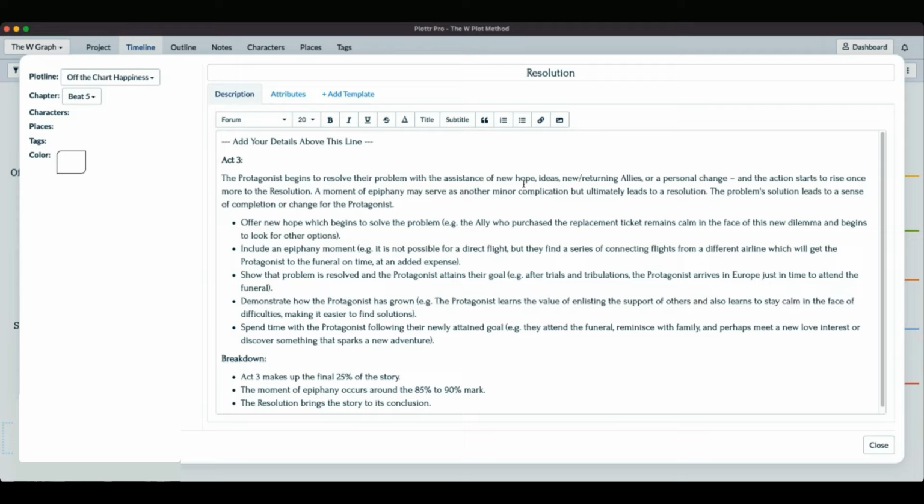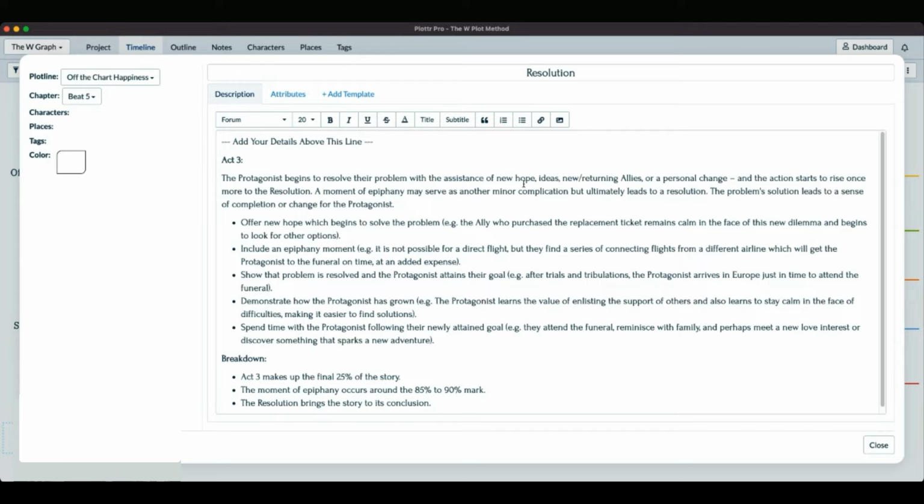The action kind of rises again if this is an action type of thing. And usually there's an extra beat in here that doesn't show up on the W, but because of how loose and flexible this story is, you can add your own there. And that epiphany moment is kind of the, oh my, here is the solution moment. The solution is there, it appears, our protagonist and us as the reader see that solution at that moment, and we see this is how things are going to be resolved. That usually happens about the 85 to 90% mark of the book, and then after that we see how our protagonist is going to solve that problem.